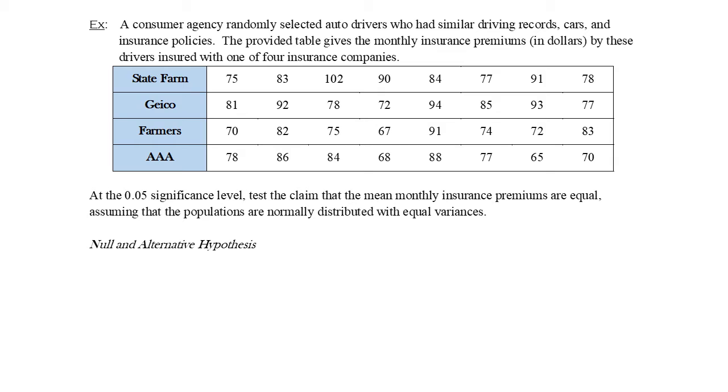And in this case, because we're comparing 4 groups, our null hypothesis will be that the means of these 4 different insurance companies are equal, right? And the alternative is that one of them is different.